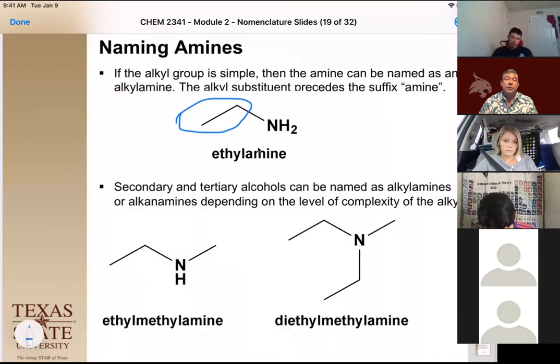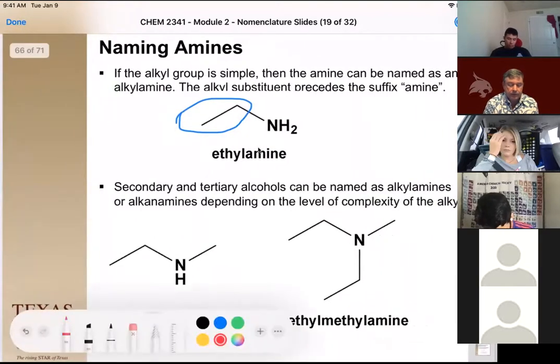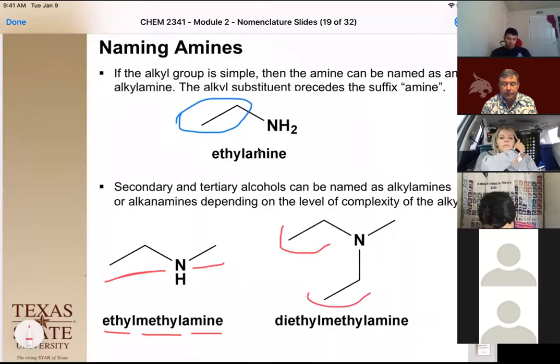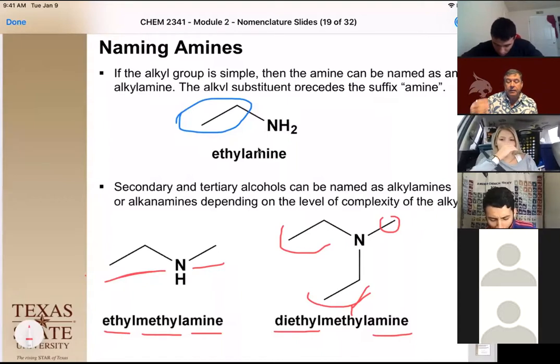If they are not symmetrical, you have to name each of the alkyl groups in alphabetical order, just like we always do. So in this case, it would be ethyl methyl amine. And in this case, we have 2 ethyl groups, so it's diethyl with the last one methylamine. So you just name each of the alkyl groups, and if you have multiples, use di or tri, and you add the word amine.